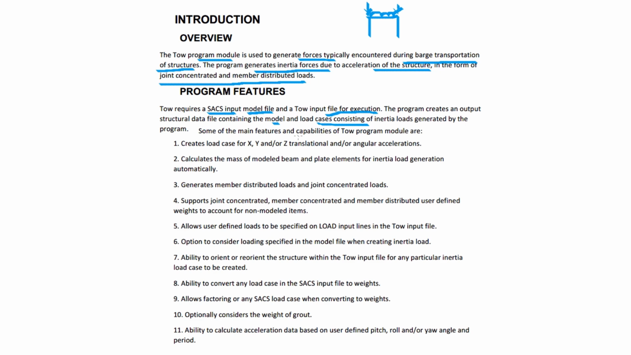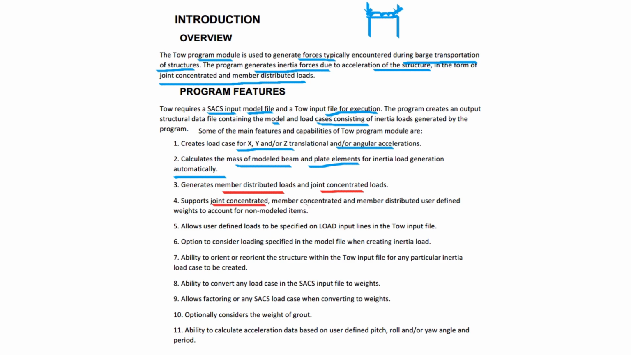Some of the main features and capabilities of the TOP program: it creates load cases for x, y, z translational and angular acceleration. So it calculates the inertial forces for all 6 degrees of freedom. It calculates the mass of modeled beam and plate elements for inertial load generation automatically. So once you model it, it will calculate all the inertial loads from the modeled beams and plate elements. It has the capability to generate member distributed loads as well as joint concentrated loads.